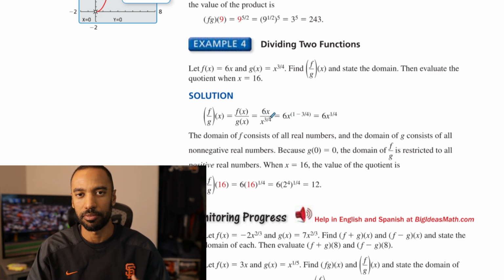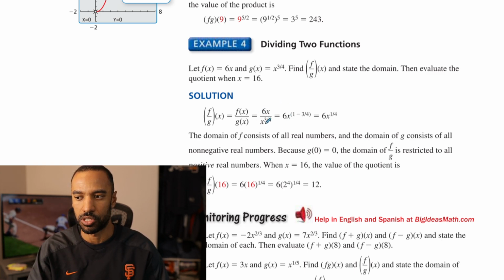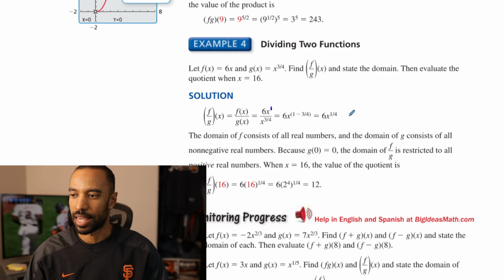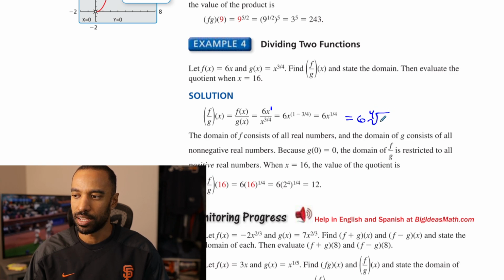I definitely want to simplify this one because that's an irrational denominator. Looks like instead of rationalizing, they go straight to the subtraction of your two exponents. x to the first divided by x to the 3/4. 1 minus 3/4 is 1/4. You could write it like that, or 6 times the 4th root of x.